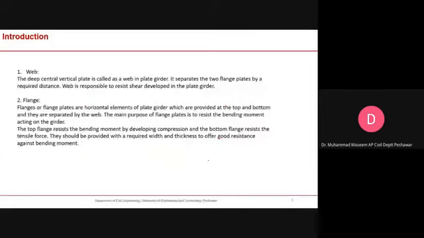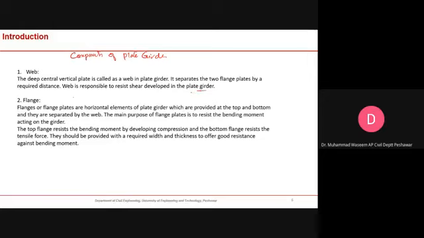In a moment we will see what the different components of a plate girder are. You can see that these are the components of a plate girder. Okay, the first component is the web, the second component is the flange. What is a web? The deep central vertical plate, like please see that the vertical plate is called the web of the plate girder. It separates two flange plates by a required distance. Okay, so the web is responsible for resisting the shear that is developed in the plate girder.